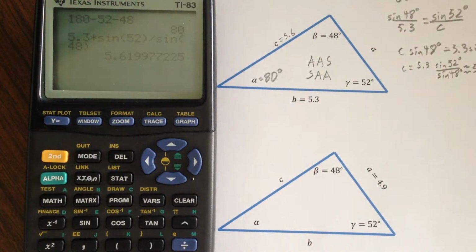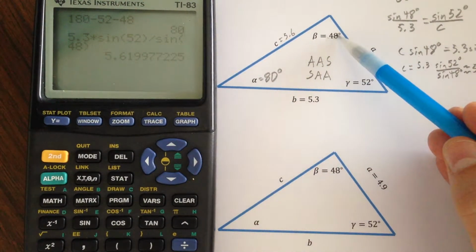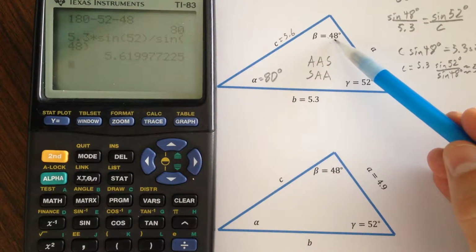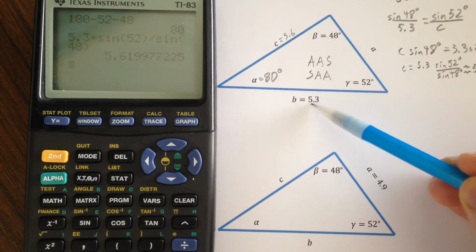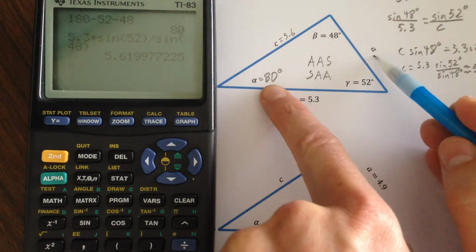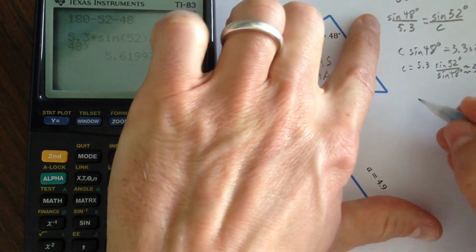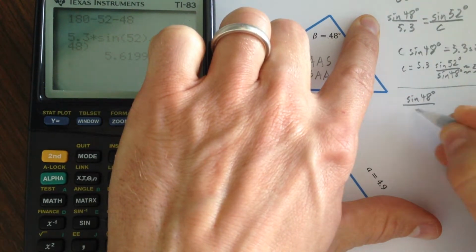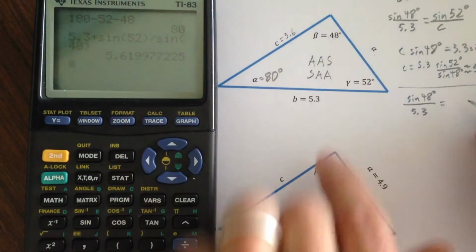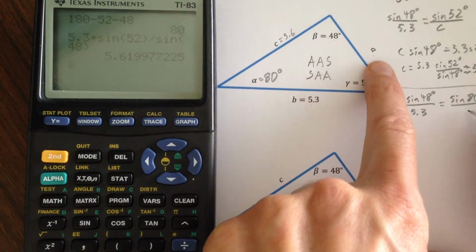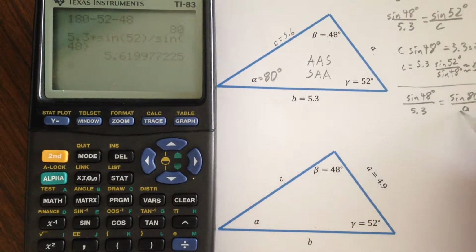Okay, now can you see that this angle is slightly smaller? So this side is slightly shorter than this side. That makes sense. Last thing to do is to figure out A. So I'll use the same pair I know. Sine 48 degrees over 5.3 equals sine of 80 degrees over A. Similarly, I'm going to cross multiply and then I'll divide by that.